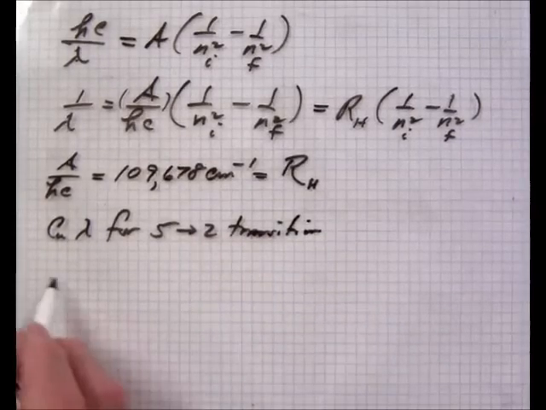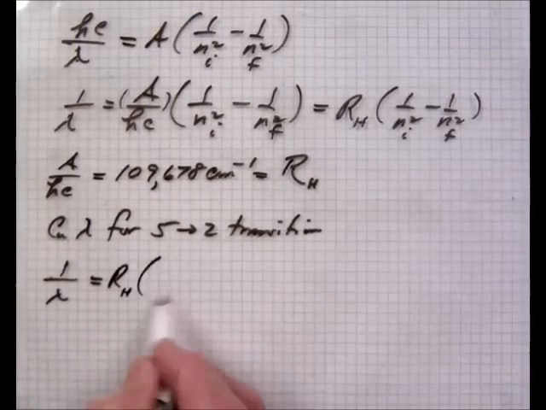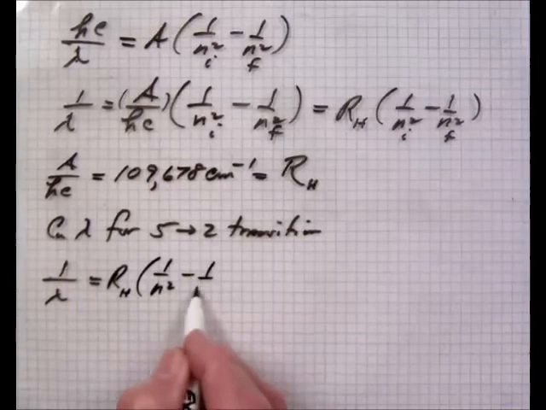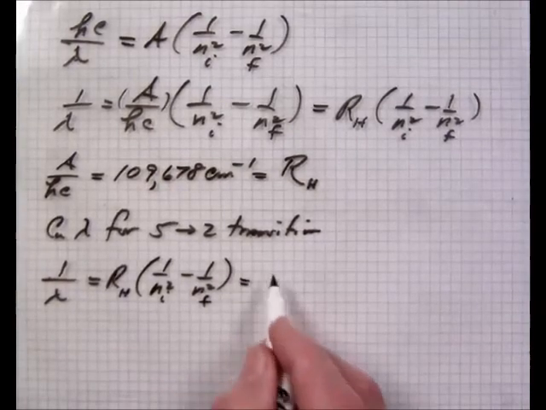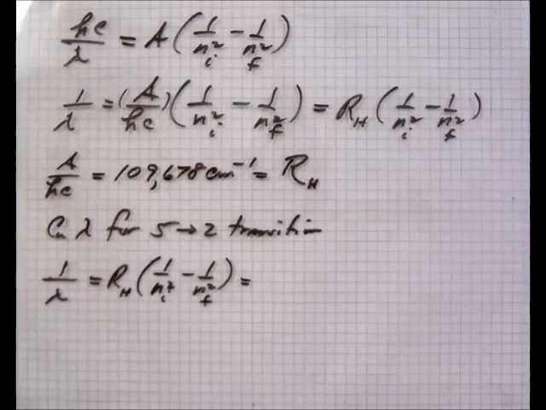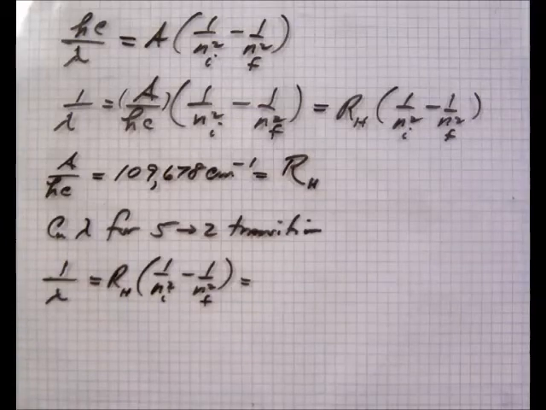So 1 over lambda is equal to RH times 1 over n squared final minus 1 over n squared initial. We're given the R, and then they just gave you the transition. You substitute those, and you work this out, and you'll get reciprocal centimeters. You take the reciprocal, convert to meters, and it'll be the wavelength of the 5 to 2 transition, the blue line.